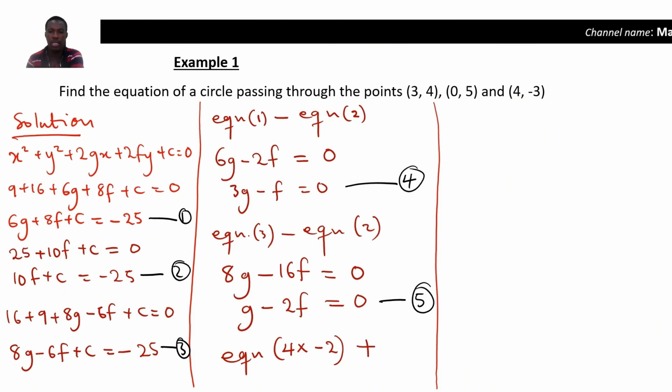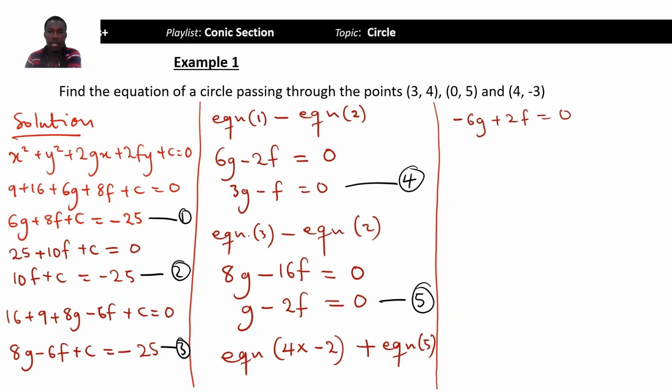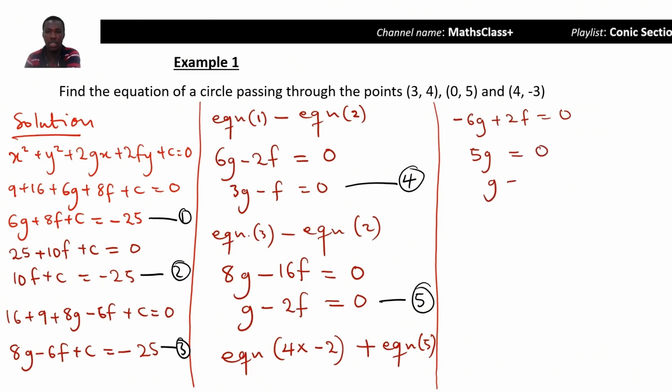And then I'm going to add the result to equation 5. Okay, so that will give me, the first thing is to do the multiplication. Equation 4 times negative 2 will be minus 6j plus 2f is equal to 0. And then I'm now adding it to equation 5. So that's negative 6j plus j will be 5j. And then f will go away, is equal to 0. My j will be equal to 0.